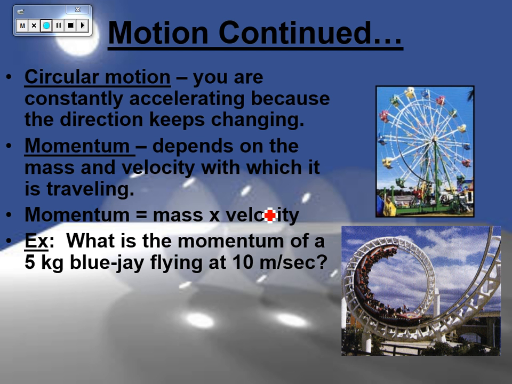If you had them both going at the same speed, then it's going to be the size of the object that's going to matter. Again, this formula will end up being on your test, so you'll just have to plug in the numbers. So what's the momentum of a blue jay that has a mass of 5 kilograms flying 10 meters per second? And the answer would be 50 kilograms dash meters per second. You're going to have both units in your answer.